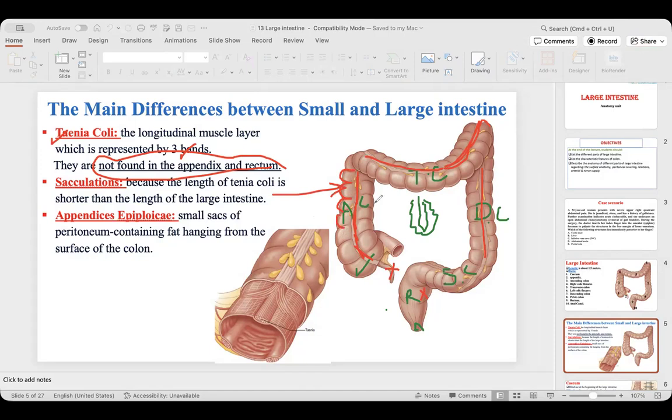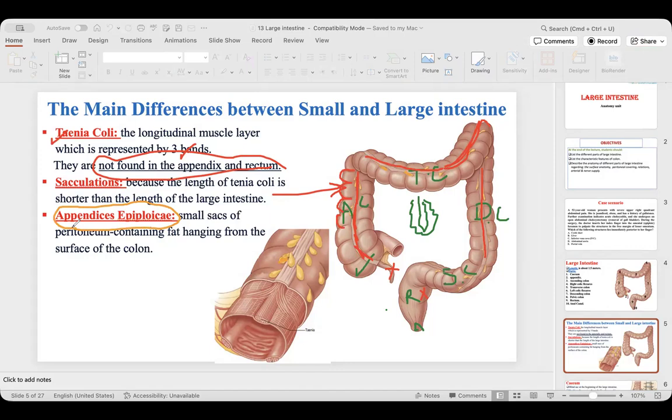What else? The wall of the large intestine is characterized by the presence of the yellow peritoneal sacs, like that. This peritoneal sac, yellow in color, is in the wall of the colon. What is the name? Appendices epiploica. Appendices epiploica, also absent in the small intestine.